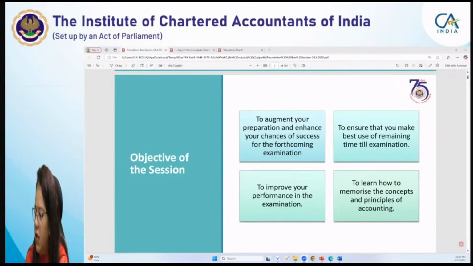Can someone tell me how much debenture redemption reserve is to be created? If someone can raise their hand and tell me the answer.